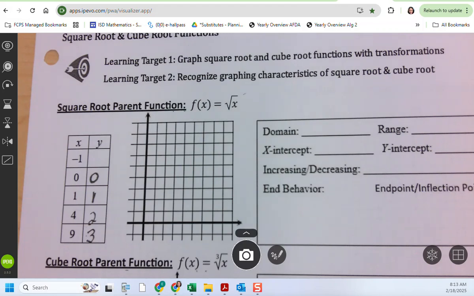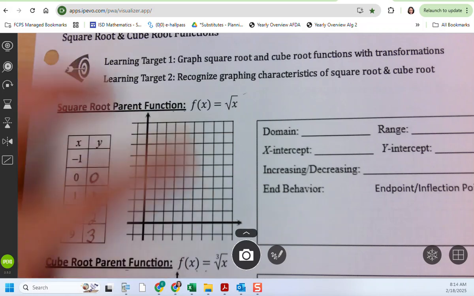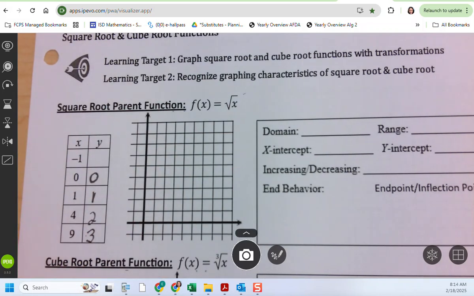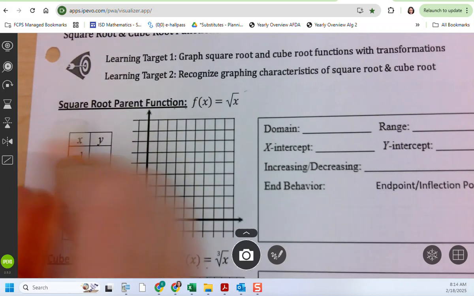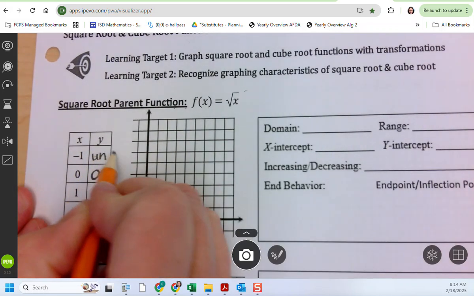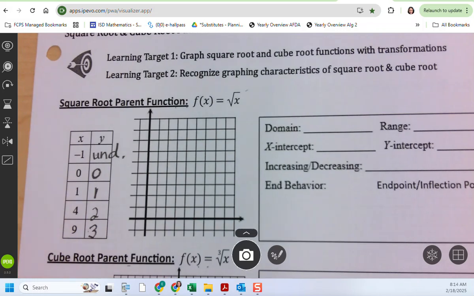What about the square root of -1? We know the square root of -1, right? What is it? Is it real or imaginary? Imaginary. It's imaginary. What imaginary number is the square root of -1? I. Good. So the square root of -1 is i. However, we can't graph i on the real plane. So because we're only talking about real numbers, we're going to write undefined. U-N-D, short for undefined. Okay? So we're not going to graph a point at -1 because we don't have i on our coordinate plane.